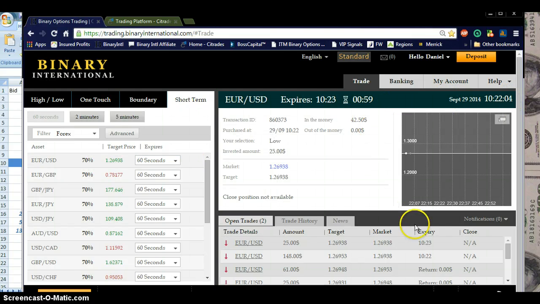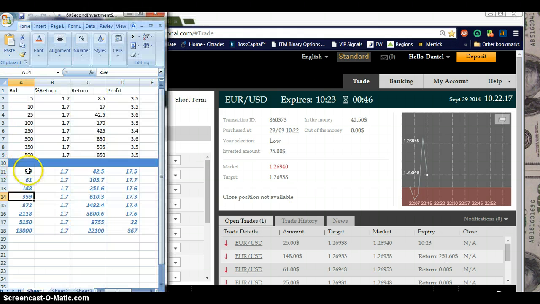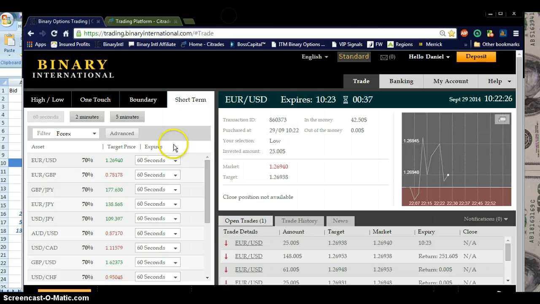Back on track on that one. And looks like this one should be in the money. Yep, 251.60. So we're back out of the 251.60. We got our 25, 61, and then our 148 plus 1750. If you add it all up together, we made 1750, but it took 3 tries.